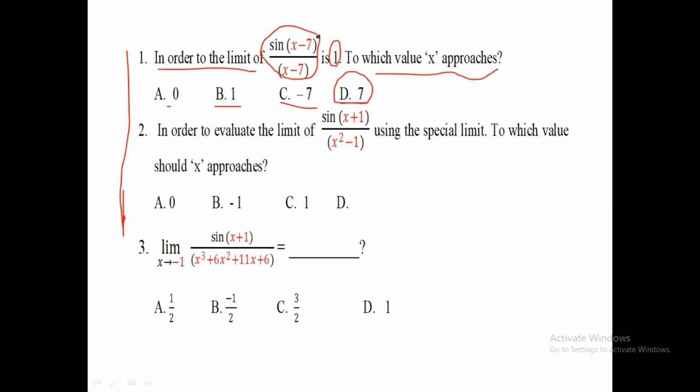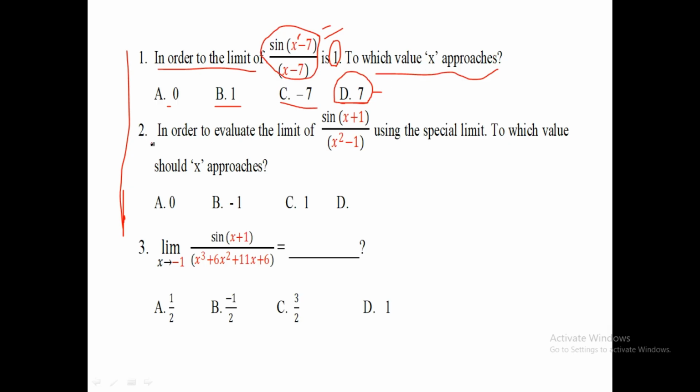You know why? If you substitute 7 directly instead of x, this value gives 0 over 0. That's why the condition is satisfied. So for the limit of this function to be 1, x should approach 7.